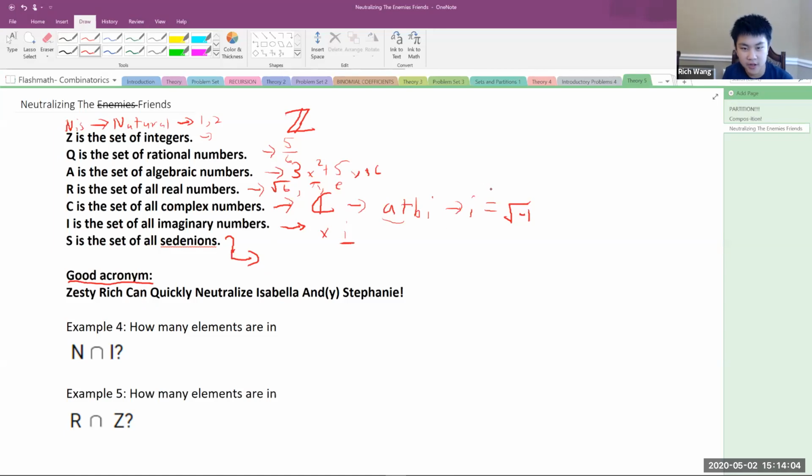So for example, just to make sure you guys actually have the gist of it, if we say the number x is inside the set Z, this means that x is an integer.